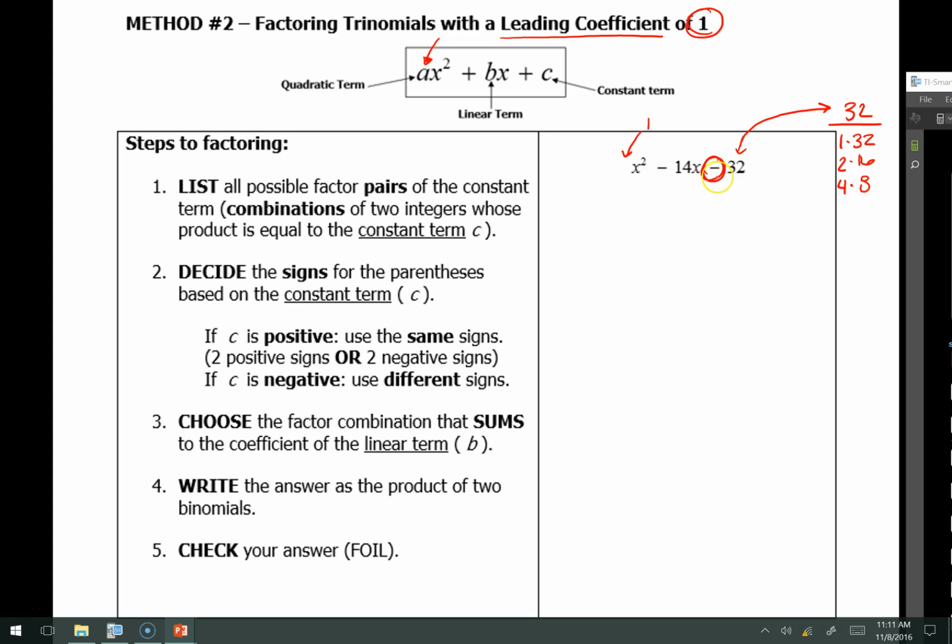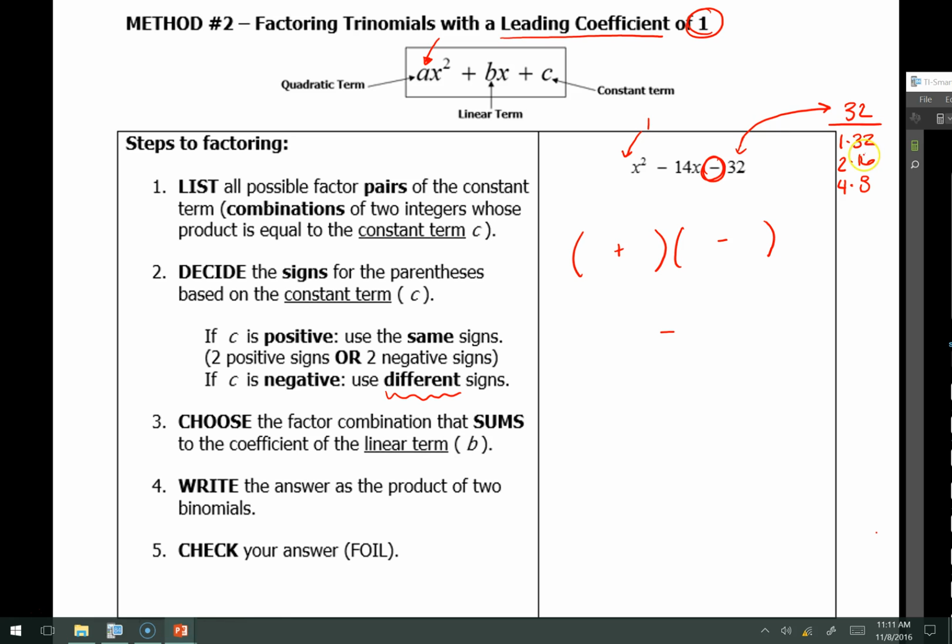If this is a minus sign, a negative sign, that means when we do our factoring in a moment, the signs of these two factors are going to be different signs. One is going to be positive and one is going to be negative. So I need to choose a pair of factors that multiply together to get 32. That's any of these, but they also have to add together using different signs to get negative 14.